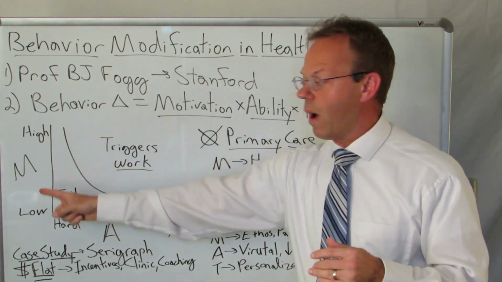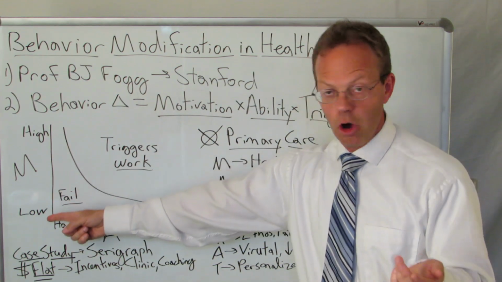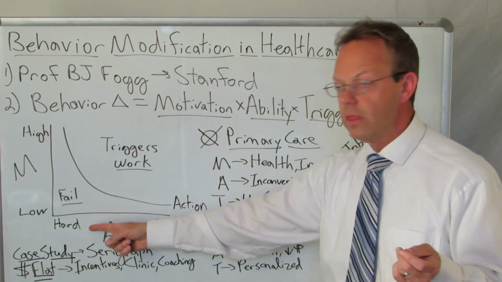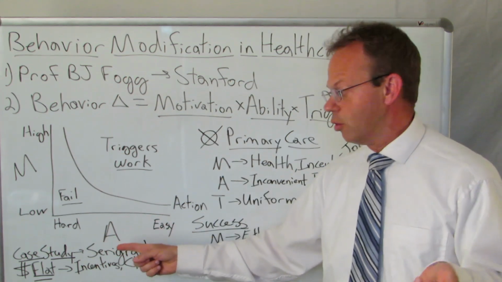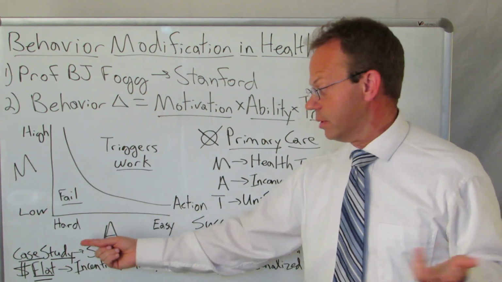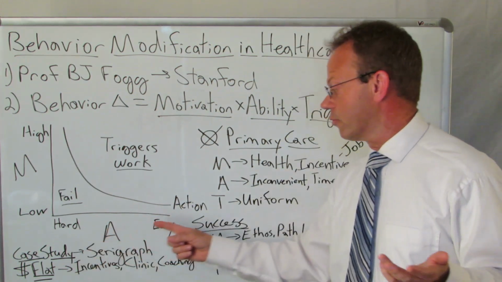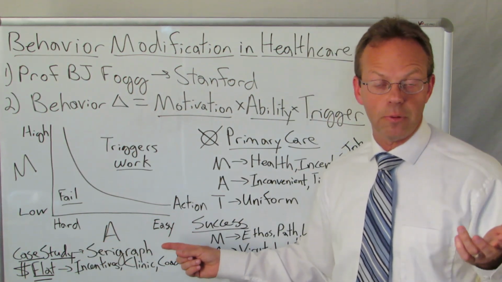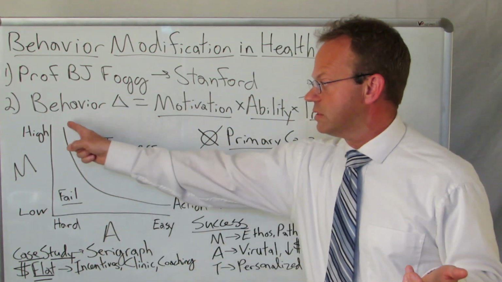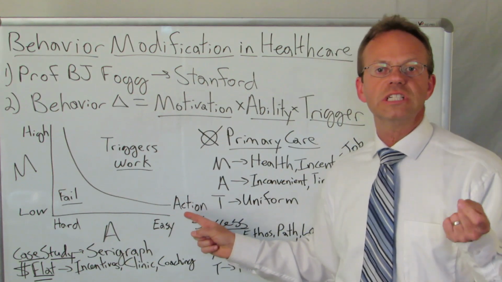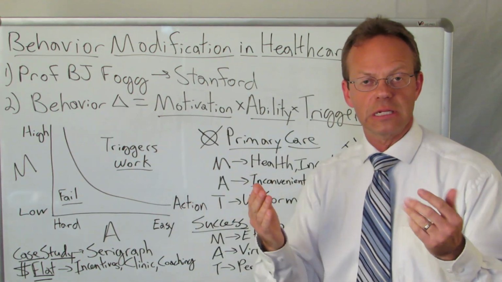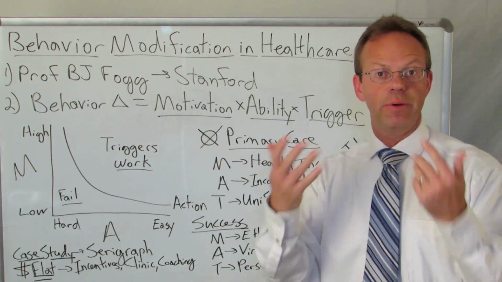On the y-axis, you have motivation, with low motivation at the bottom and high motivation at the top. On the x-axis, you have ability. Where people have generally lower ability, it's because things are hard. And over on this side, where a lot of people have the ability to do something, it's generally because it's easy. Then you see this curved line, which is the action line, the combination of motivation and ability that's necessary to have behavior change.